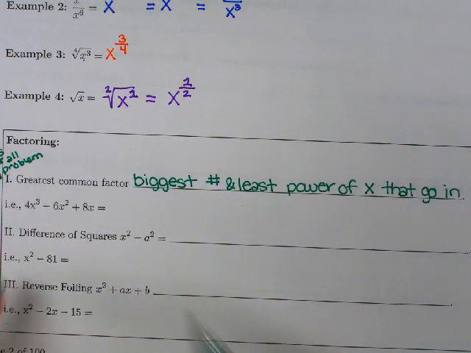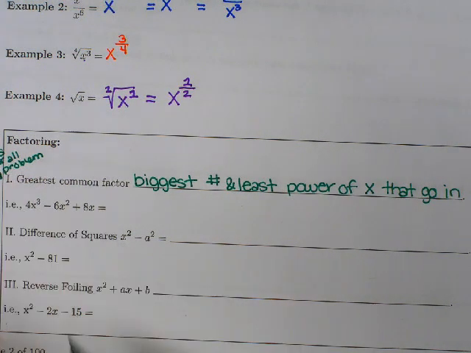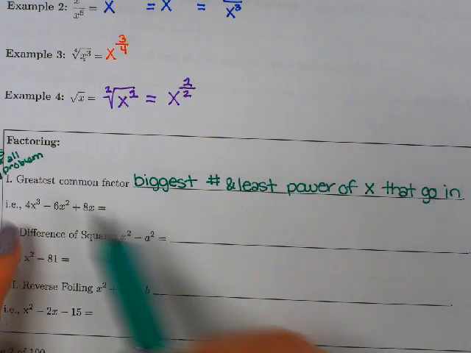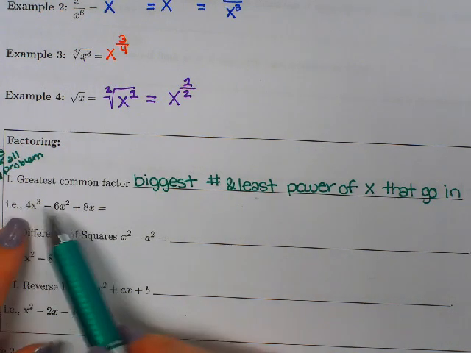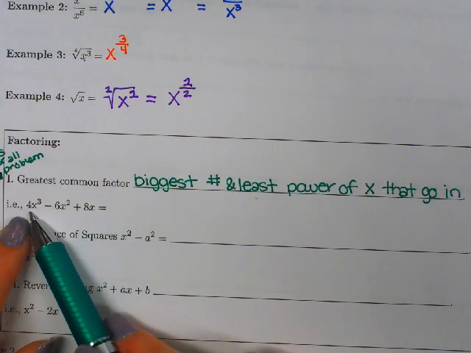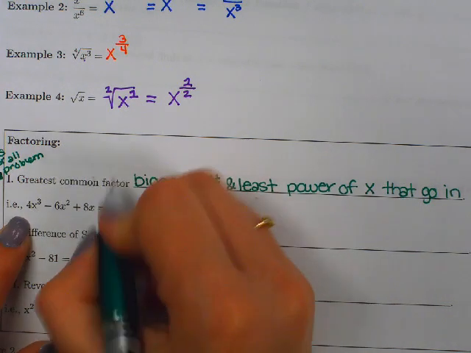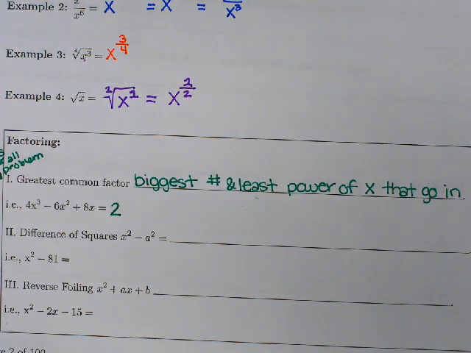So let's look at this first example. We have 4x cubed minus 6x squared plus 8x. So first of all, what's the biggest number that goes into 4, -6, and 8? Well, 4 goes into 4 and 8, but it doesn't go into 6. So let's go with 2. 2 goes into 4, 6, and 8 because they're all even numbers. So I'm going to pull out a 2. There's my biggest number that goes into all the terms.